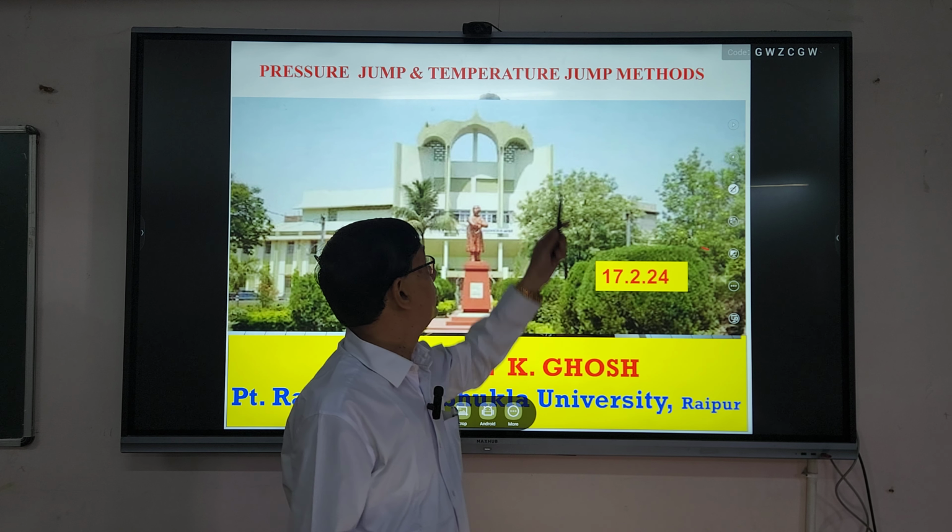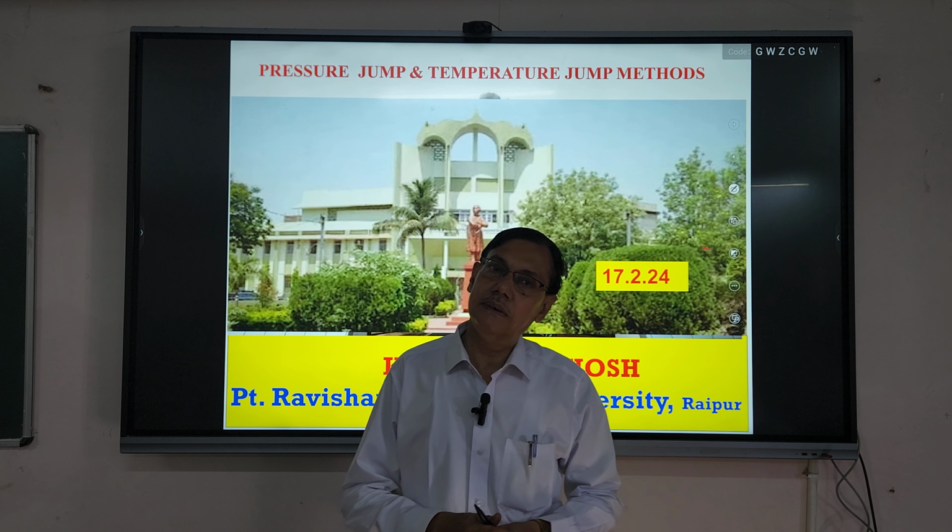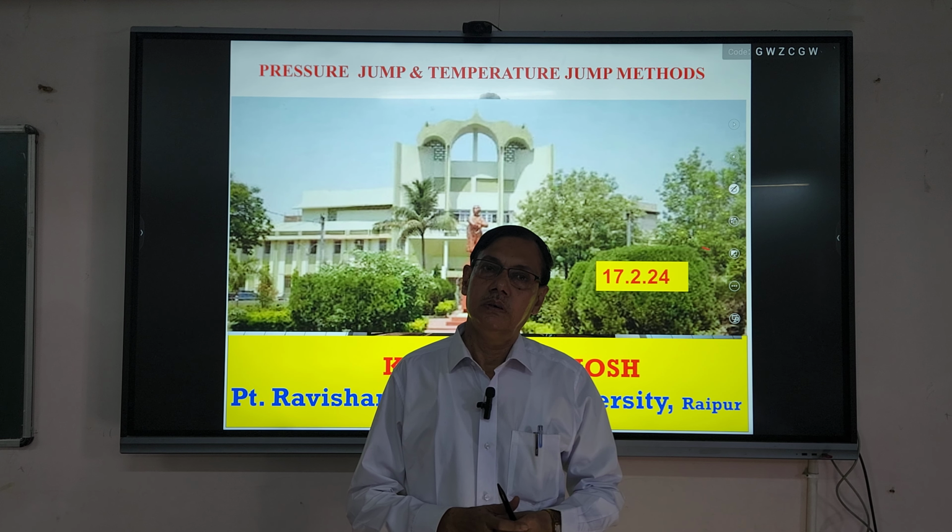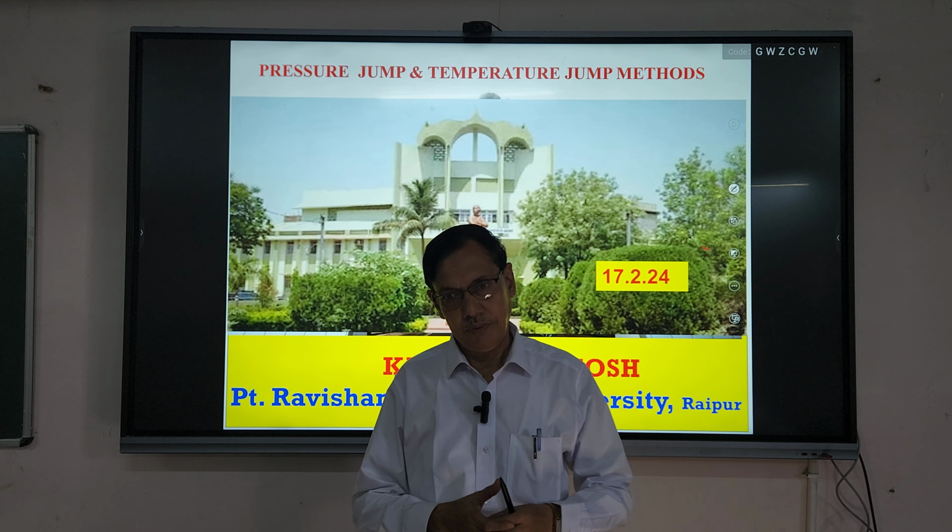Similarly, if it is a temperature jump method, then of course we increase the temperature with the help of some high voltage capacitor that will discharge, and then the temperature is increased 5 to 10 degrees centigrade, and we monitor the physical properties. That is the pressure jump and temperature jump method.